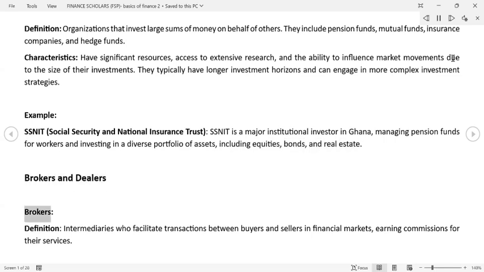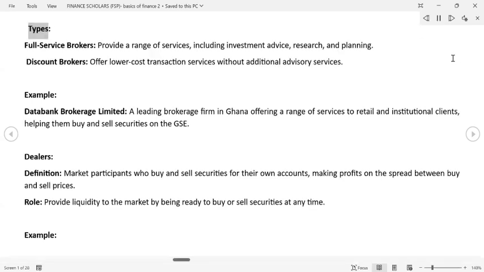Brokers and dealers. Brokers. Definition: intermediaries who facilitate transactions between buyers and sellers in financial markets, earning commissions for their services. Types. Full-service brokers provide a range of services, including investment advice, research, and planning. Discount brokers offer lower-cost transaction services without additional advisory services.